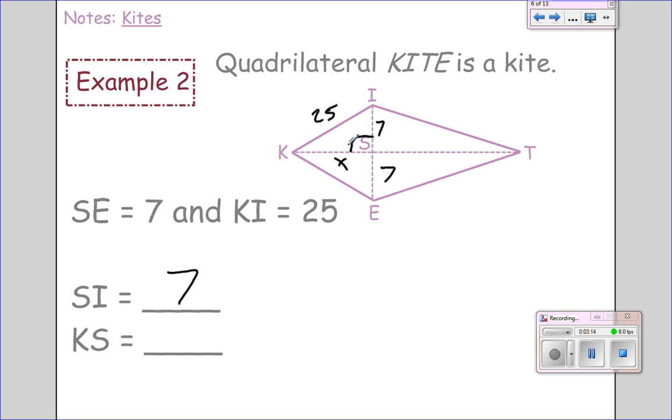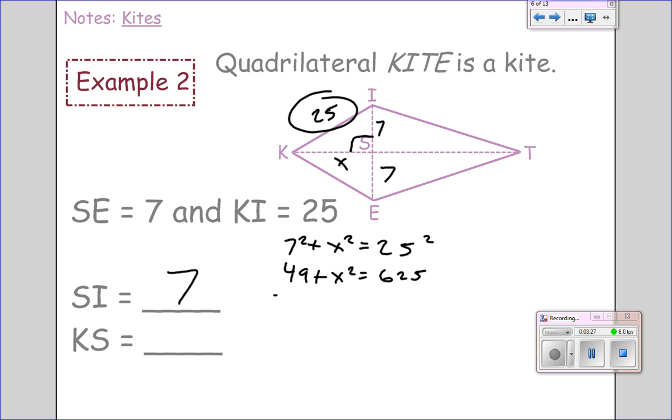And first off, identify what's your hypotenuse. So 25 is. So that's what's going by itself. So 7 squared plus x squared equals 25 squared. 49 plus x squared equals 625. Subtract 49 from both sides. X squared equals 576. Of course, we take the square root, so x equals 24. So just like that, we figured out that this piece right here was 24. So make sure that you know that you can use Pythagorean theorem on any questions with the kite as long as you're given two sides.